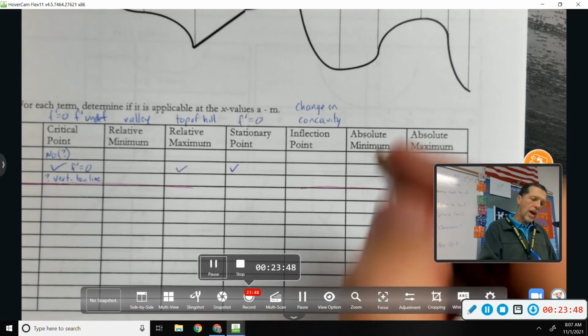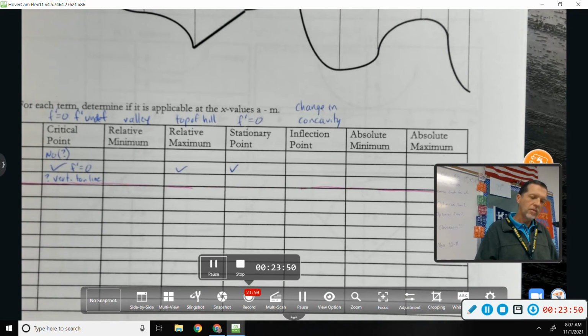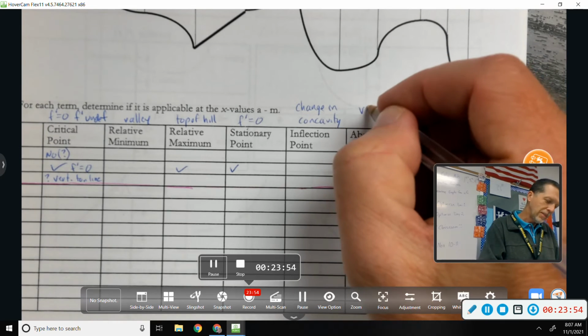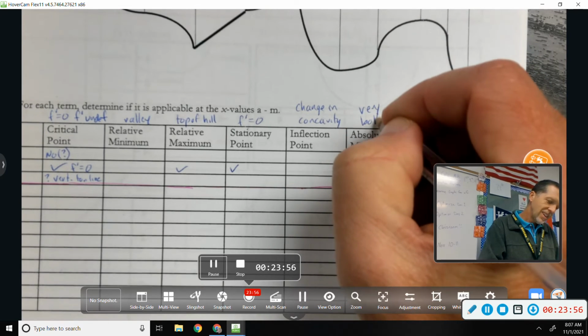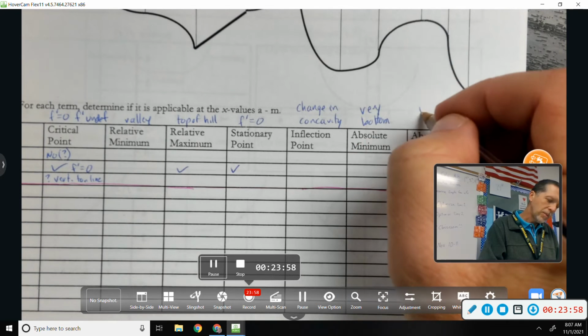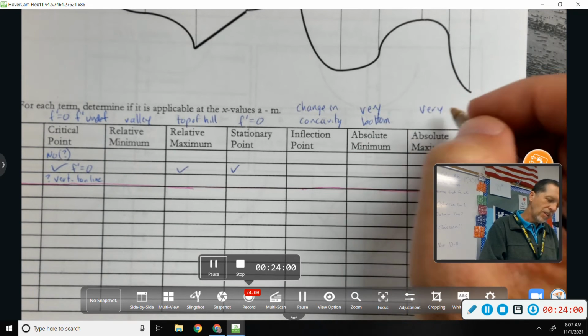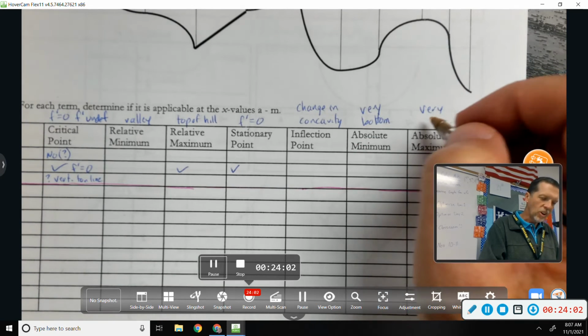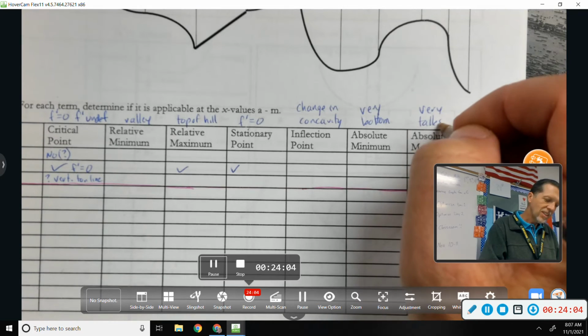How about absolute minimum? What's the easiest way to say that? What would you be looking for? Very bottom, yeah. Lowest point. And maximum would be the very tallest, highest, greatest. Yeah.